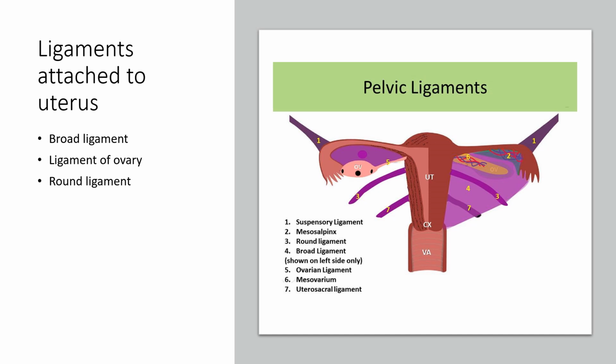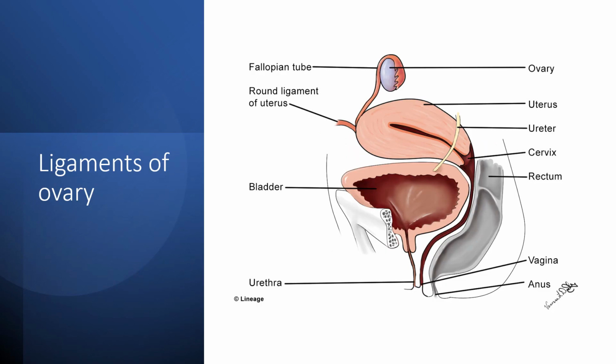As you can see in this diagram, this is the schematic diagram of the ligaments attached to the uterus. You can see and you can tell. So the ligament of ovary. Then we have this round ligament of the uterus. This is the uterus.